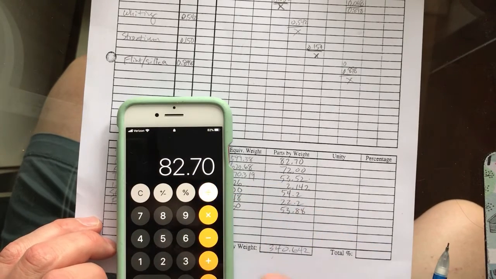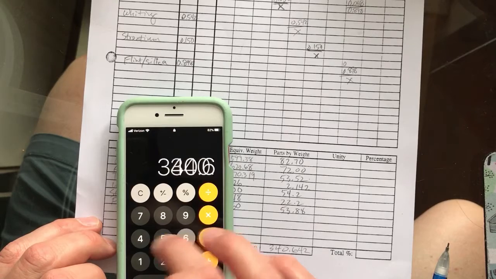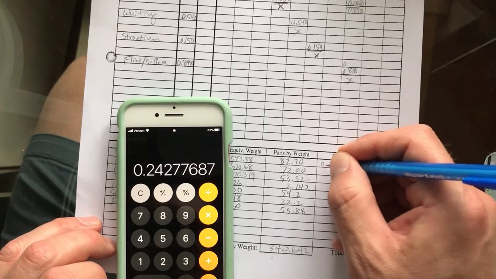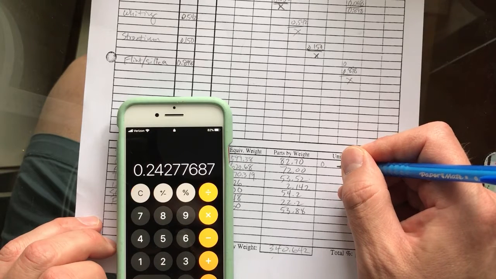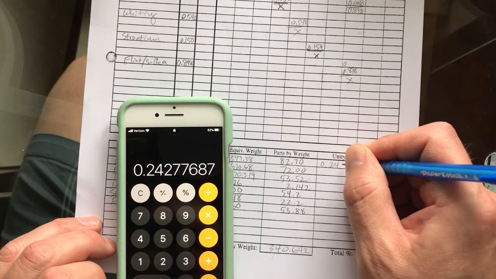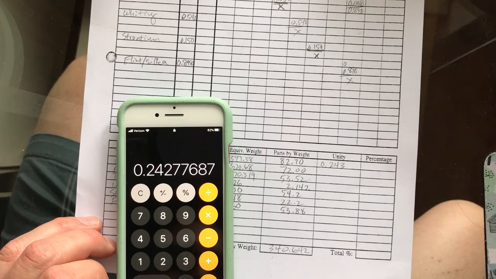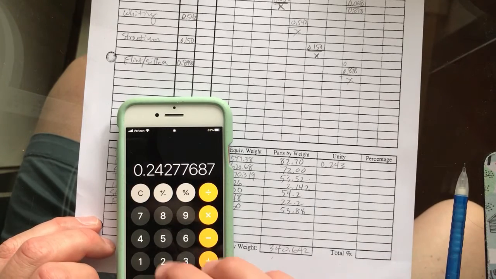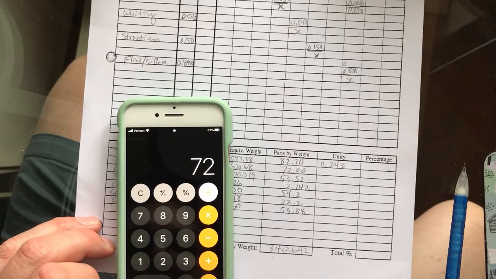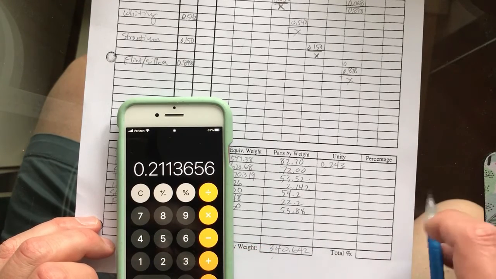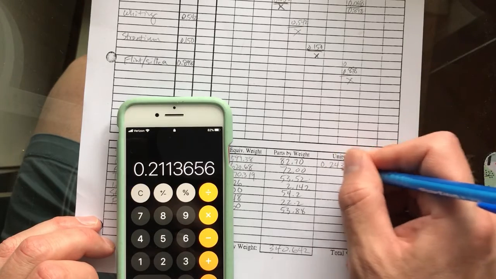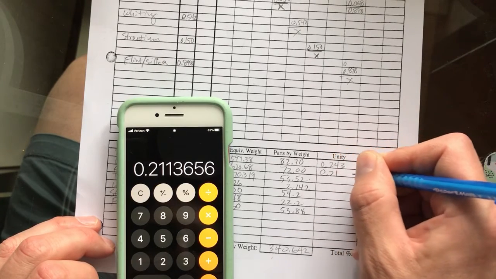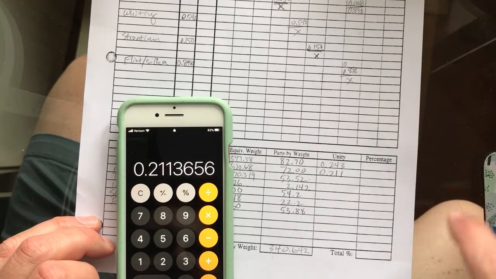82.70 divided by 340.642 is 0.2428. I'm just going to go 3 decimal places. I'm probably not going to go more than 1 decimal place when I get to that. So 72 divided by 340.642 is 0.211.